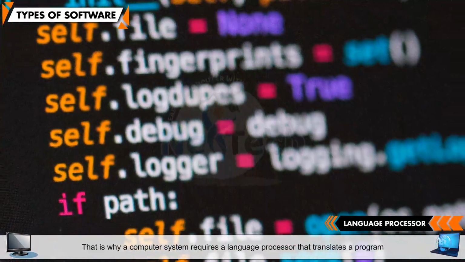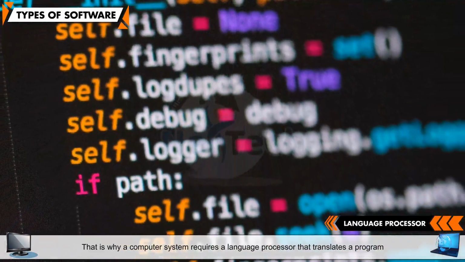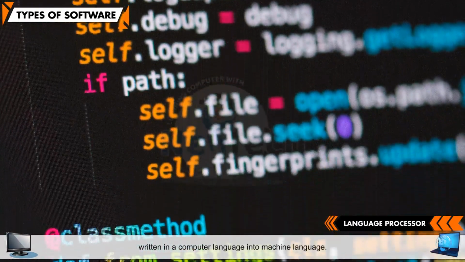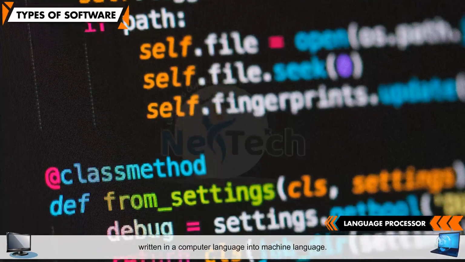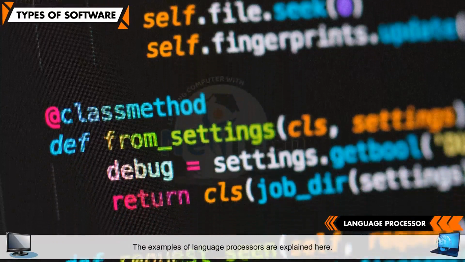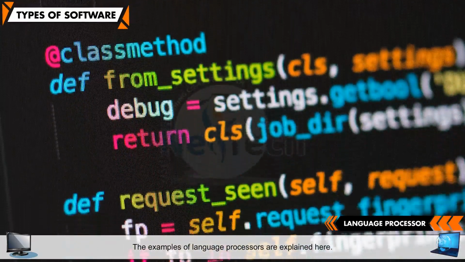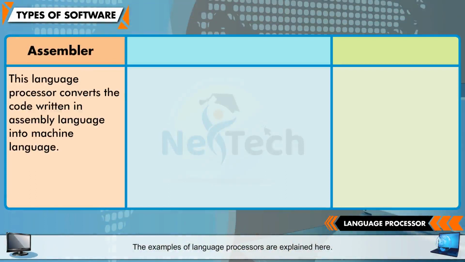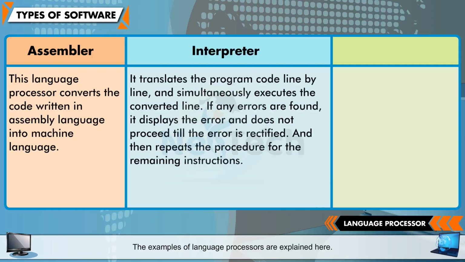That is why a computer system requires a language processor that translates a program written in a computer language into machine language. The examples of language processors are explained here. Assembler. This language processor converts the code written in assembly language into machine language. Interpreter. It translates the program code line by line and simultaneously executes the converted line.